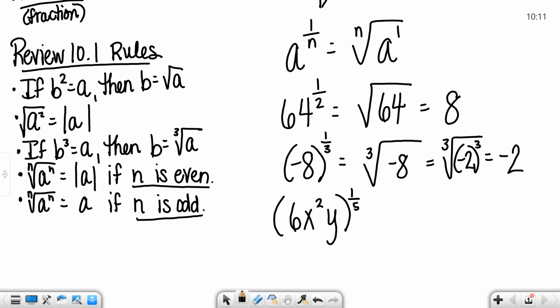Now I have all of this, 6x squared y in parentheses, raised to the 1/5. So that 5 is my radical. That's the root I'm taking. And then I'm going to put 6x squared y. Now, it's raised to the first power, so I don't have to put that 1. Now, that cannot be simplified, so that is done just like it is.